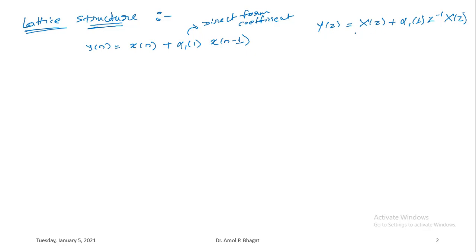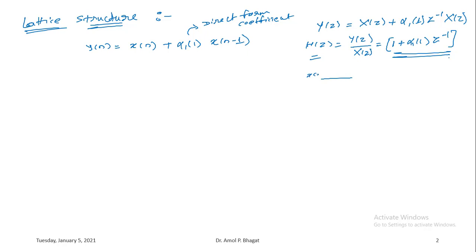So you can take X of z common, and Y of z upon X of z is equal to 1 plus alpha 1 of 1 z inverse. This is nothing but the H of z. So you can use this for direct form realization. This is an FIR system, you can realize it by using direct form realization. How can you realize it?